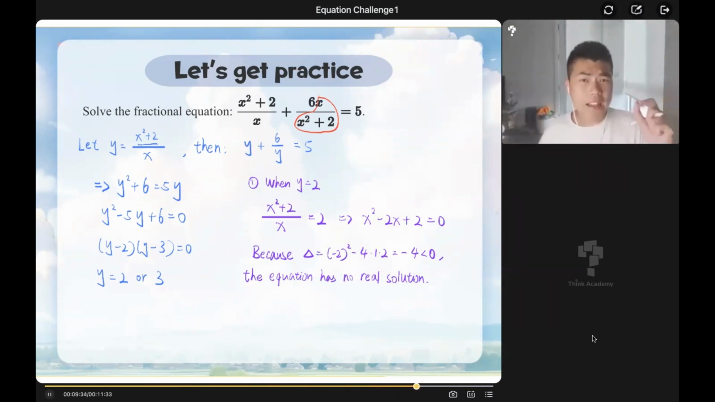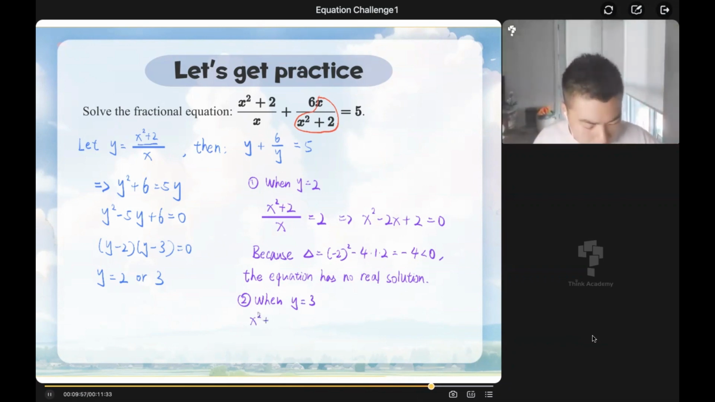Okay, but we do have another case, and this will be our last hope to solve this equation, and that is y equals 3. Let's also try this other case. When y equals 3, we can still plug back in to solve for the value of x. So we will have (x squared plus 2) divided by x is equal to 3. In this case, we can solve the equation to be x squared minus 3x plus 2 is equal to 0.